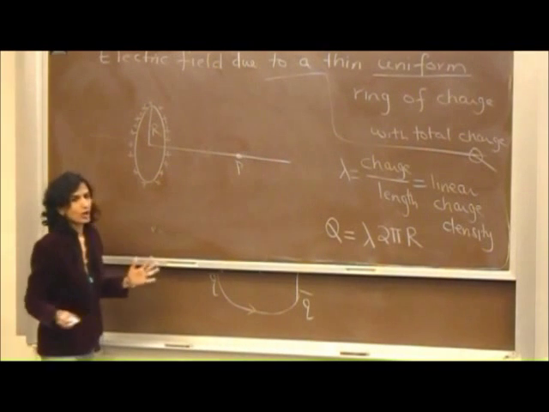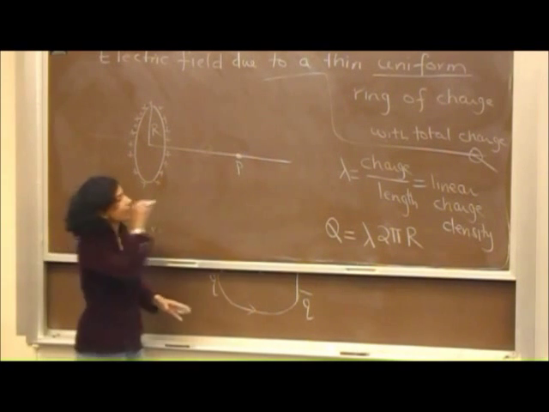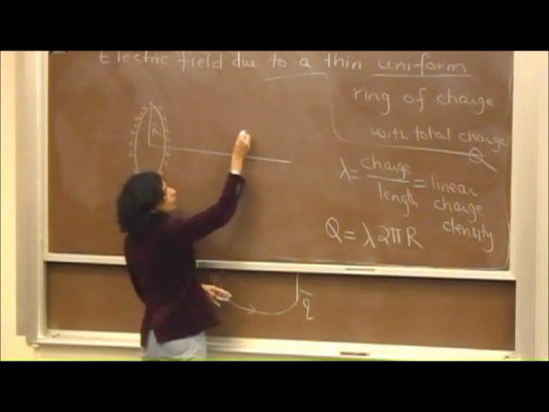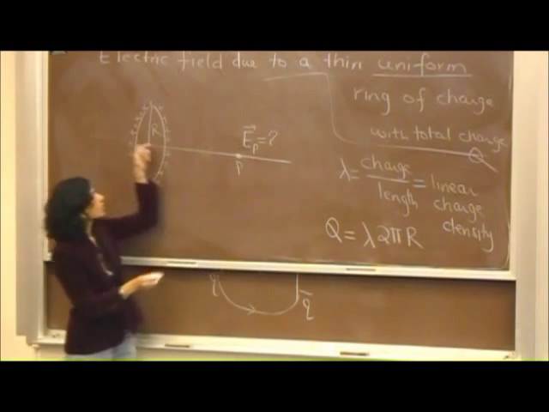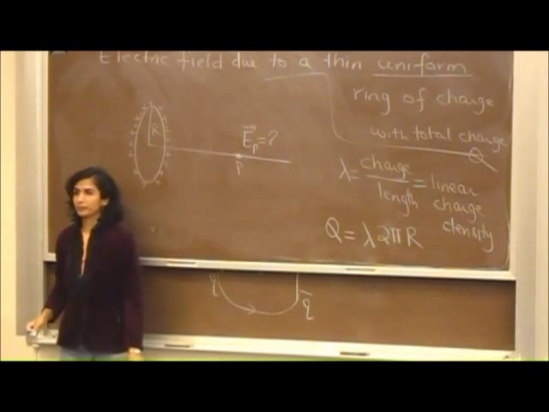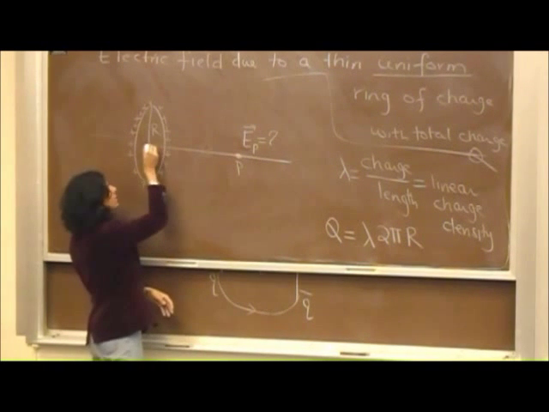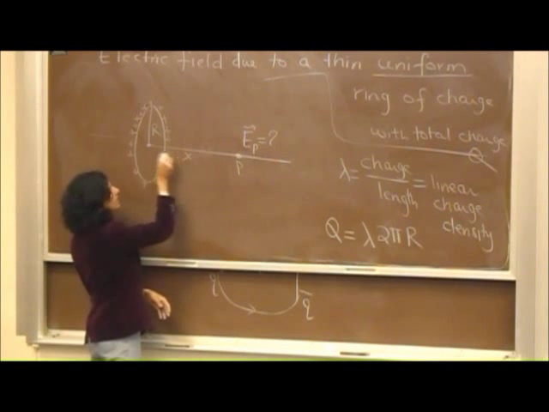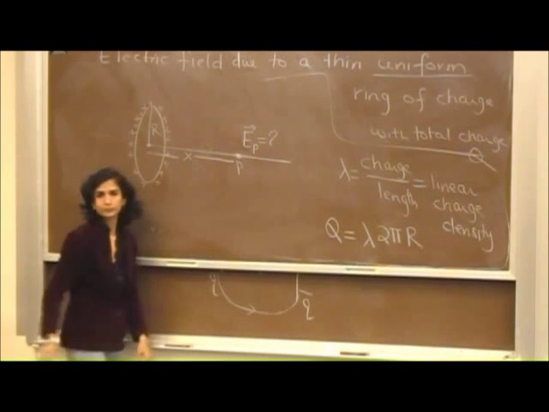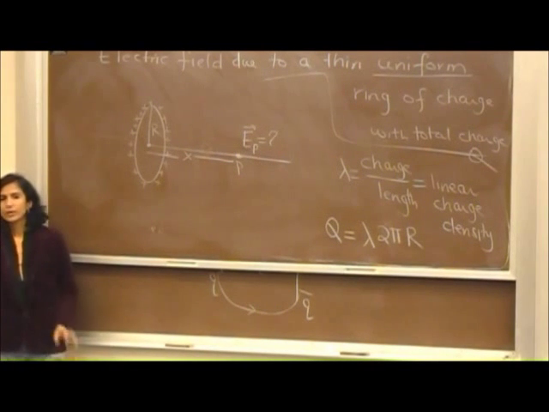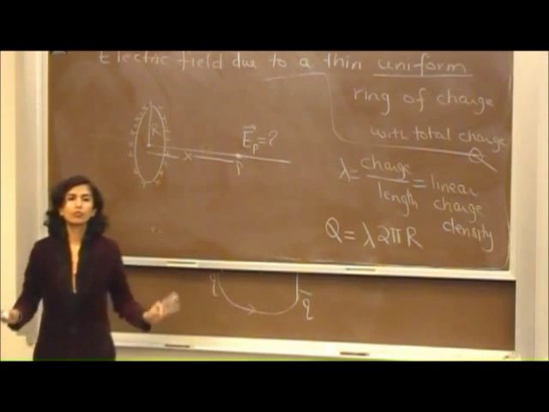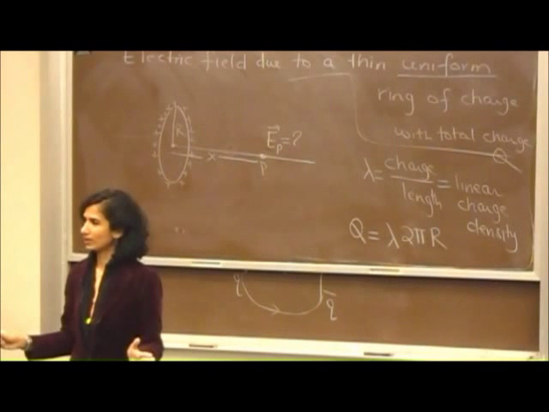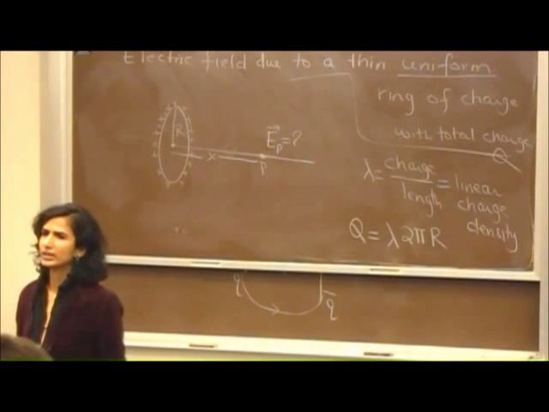Okay, so let's try to solve this problem. Before we solve anything, the question you have to answer is, what is the electric field at point P, which is on the axis of this ring at some point? Let's say that the distance from the center of this ring to this point is x. Now, here is the thing. Even before we do the whole problem, let's figure out what would be the direction of electric field. That will make our life so much simpler.